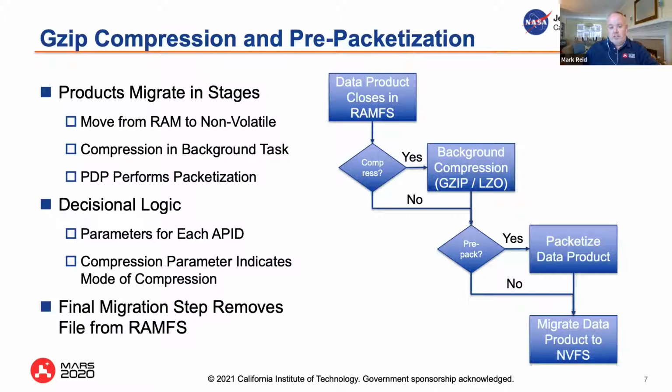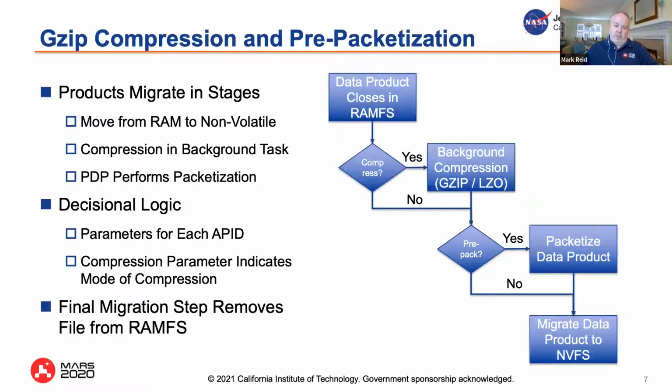And so the process it goes through is it checks some parameters, and these are, again, uploadable parameters configurable by the operators to say, for each, again, CCSDS app ID that defines a data product, do I want to compress it? And if so, what type of compression am I using? There's a parameter that I can set it to none or Gzipped or LZO to set the compression. And then there's another parameter to say, do we want to pre-packetize this data product?